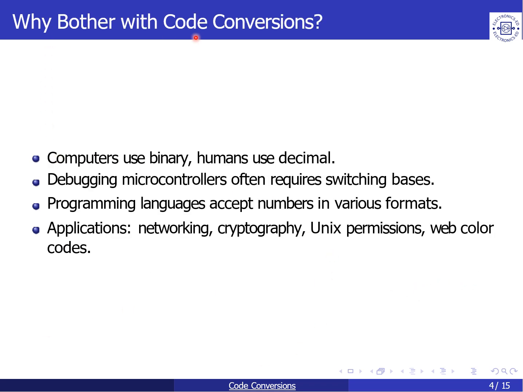So, why do we bother with code conversions? The answer is simple. Computers use binary, but humans find decimal much easier to understand. Whenever we're debugging microcontrollers or writing code, we often have to switch between different bases. Programming languages can also represent numbers in various formats. Code conversions are crucial in real-world applications such as networking, cryptography, Unix permissions, and even web color codes.